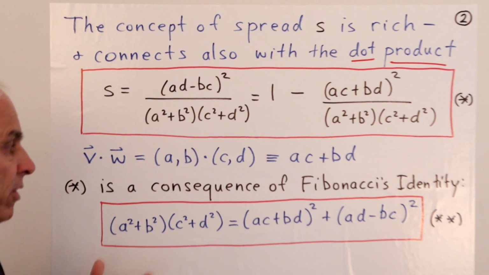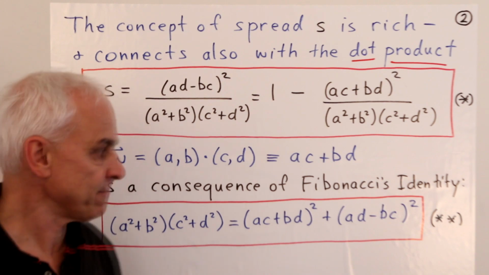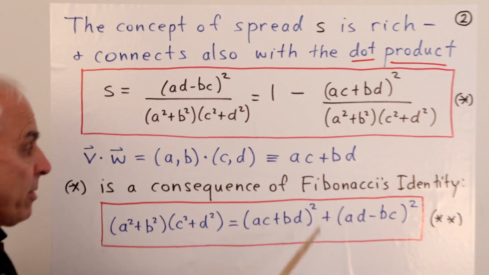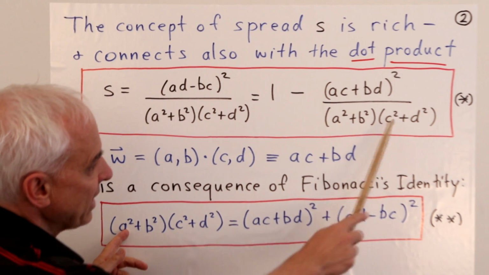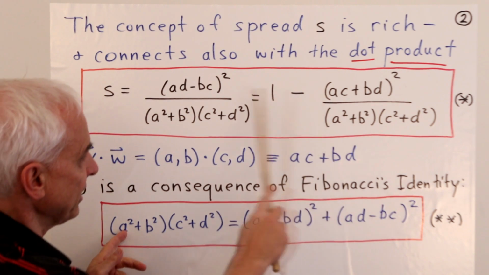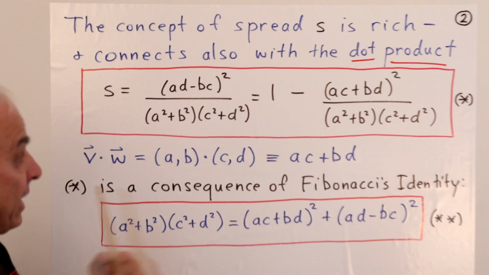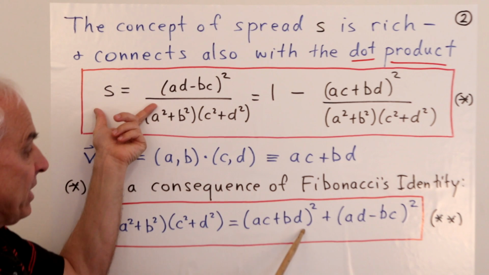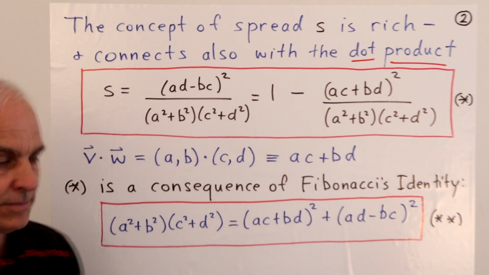It plays a very important role in linear algebra because it naturally generalizes so pleasantly to higher dimensions. Now this identity here is a consequence of what we might call Fibonacci's identity, which is this relation here. If you take everything over a common denominator, you'll see that it's equivalent to (a squared plus b squared) times (c squared plus d squared) equals, what do you get when you put this on the other side? (ac plus bd) squared plus (ad minus bc) squared.